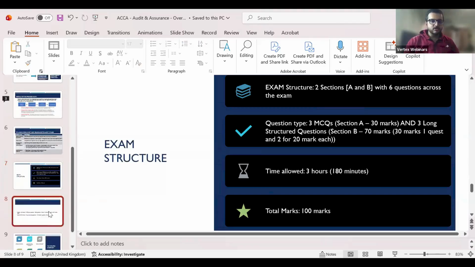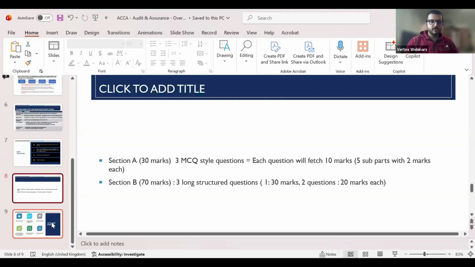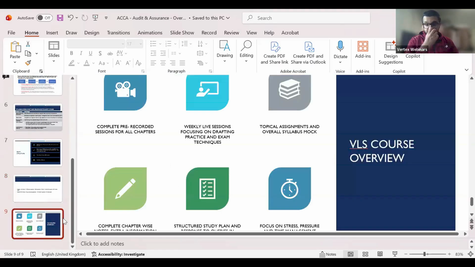So yeah, moving forward, what else do we have here? So that's some further information. So 3 MCQs, each question will fetch you 10 marks. You've got 3 questions, 10 marks each, and every question will have 5 sub-questions with 2 marks each. Okay. So say MCQ number 1 will have 5 subparts, 2 marks for each part.